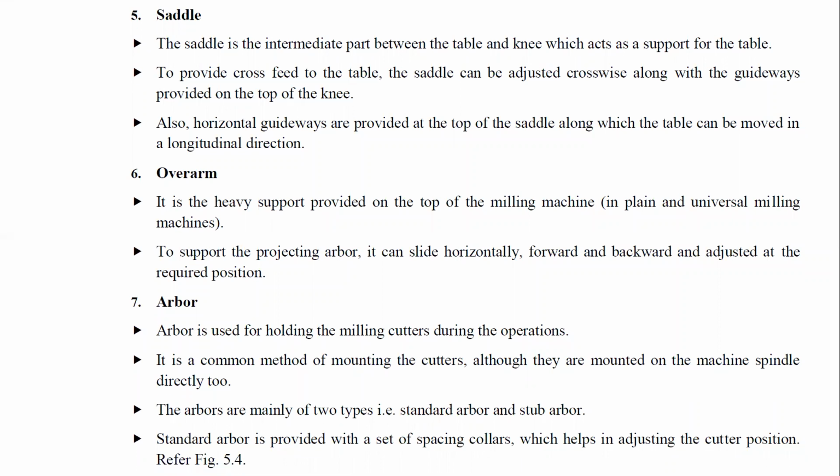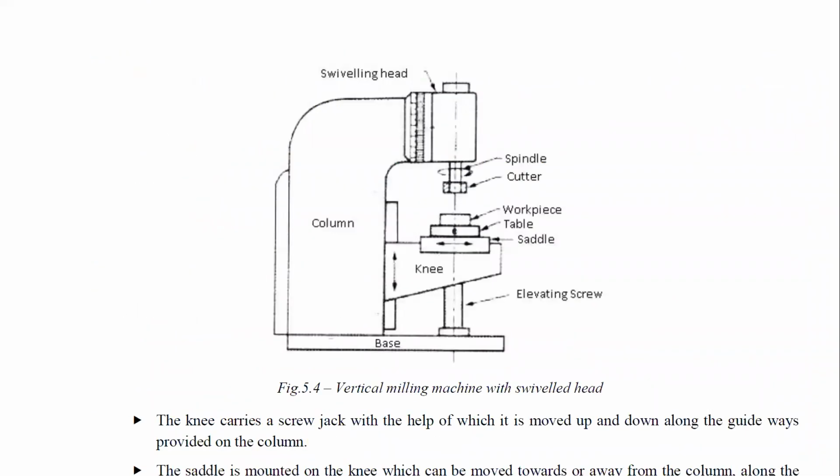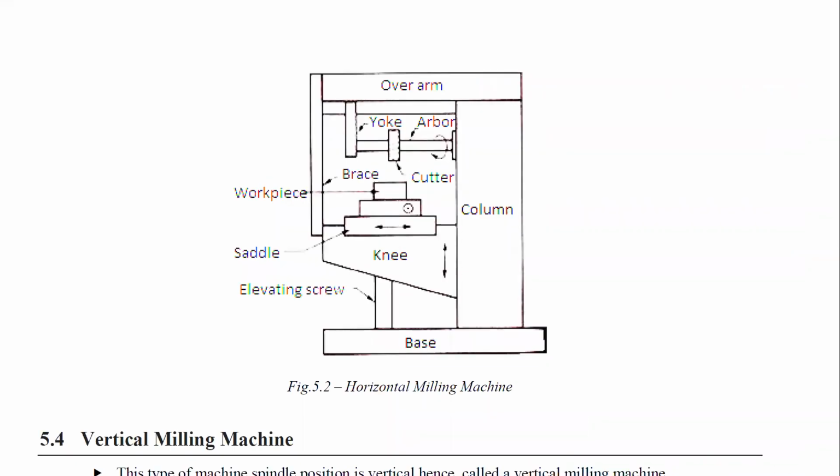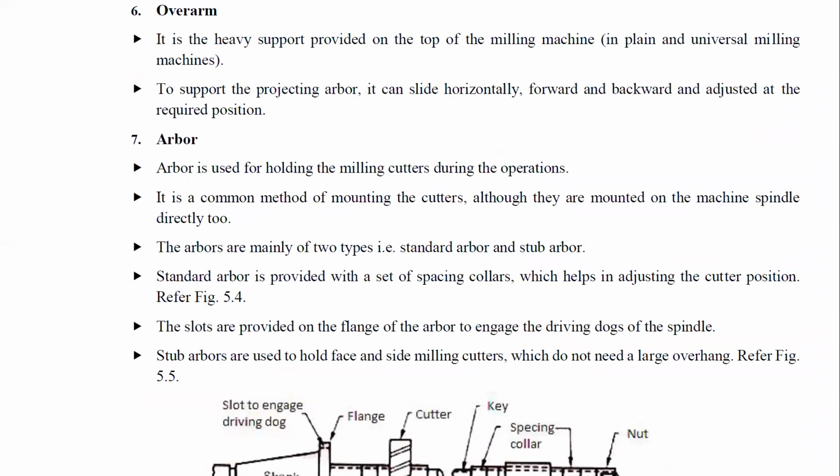Sixth part is the overarm. Here you can see the overarm, the swiveling head in the plane. You can see clearly in the horizontal milling machine, this one is the overarm. Now the overarm is a heavy support provided on the top of the milling machine in plain universal milling machines, to support the projecting arbor. It can slide horizontally backward and forward, and be adjusted at the required position.